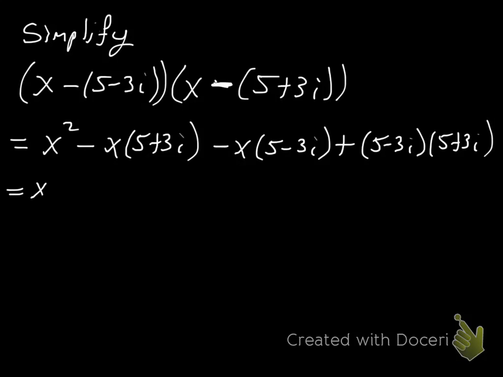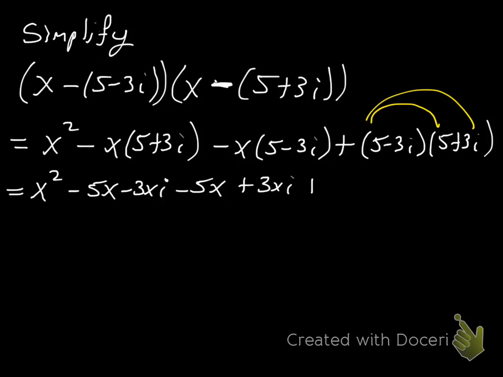Okay, so we get x squared, and then we're going to use the distributive property on each piece here. We get a negative 5x and a negative 3xi. And then a minus 5x, a plus 3xi, and then we're going to go ahead and FOIL over here.